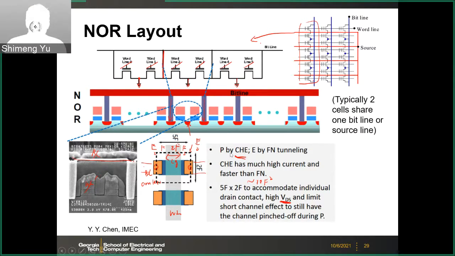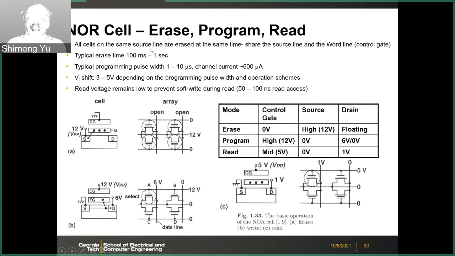So NOR flash, we are going to discuss next its operational principle, and we will talk about the voltage bias when you do the erase, program, and read. So here let's look at this floating gate transistor. This is a NOR flash. It is organized in the array like this.